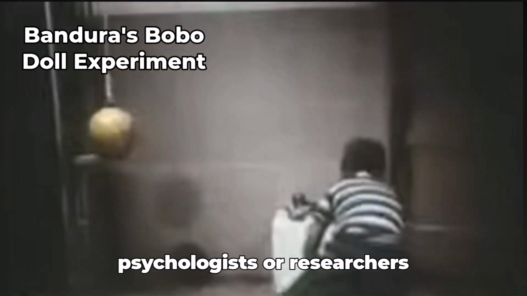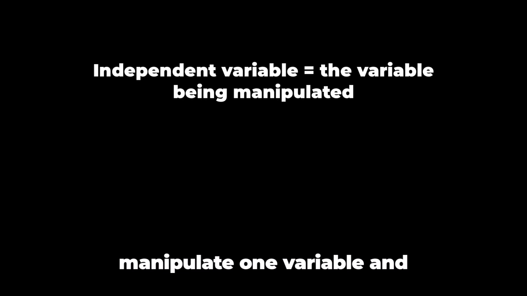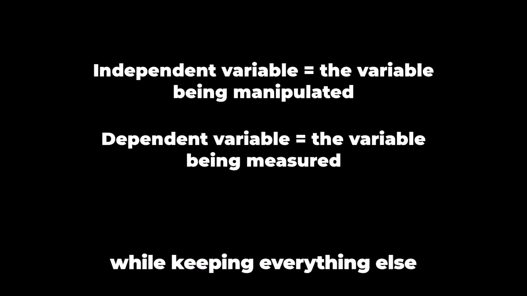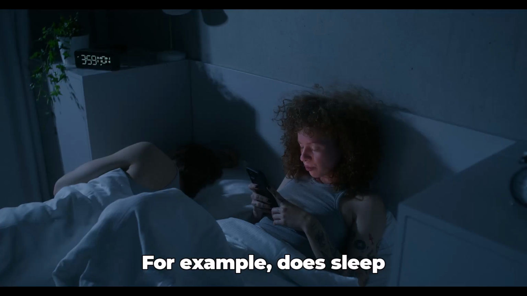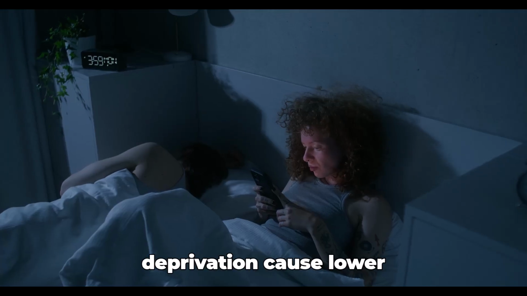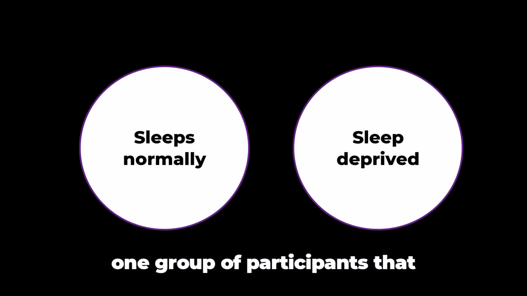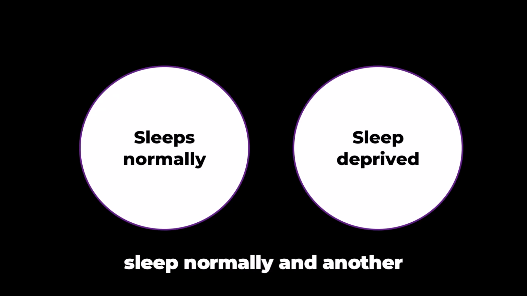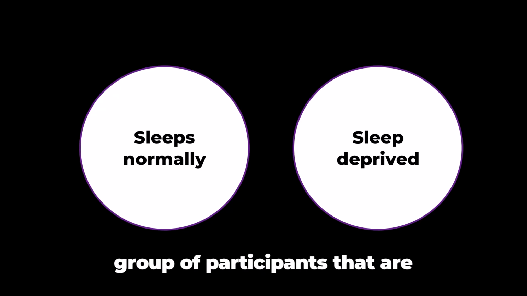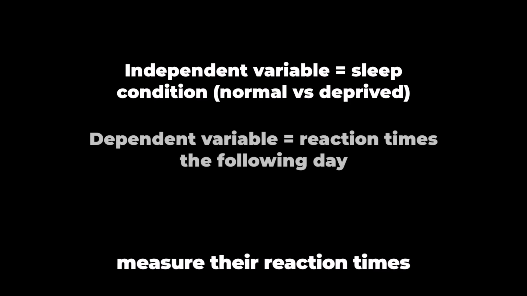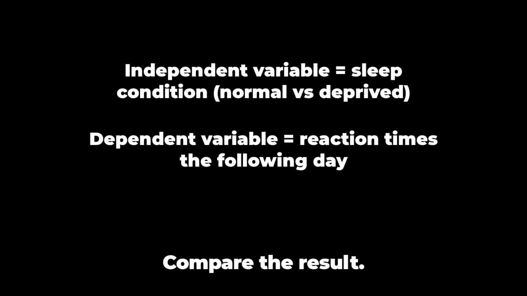This is where psychologists or researchers manipulate one variable and measure its effect on another while keeping everything else constant. For example, does sleep deprivation cause slower reaction times? This experiment might include one group of participants that sleep normally and another group of participants that are kept awake for longer. The researchers would then measure their reaction times the following day and compare the results.